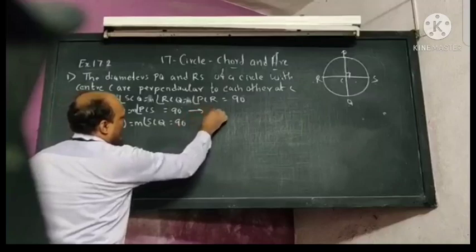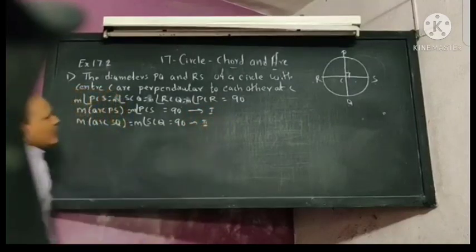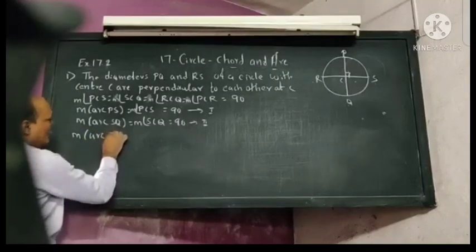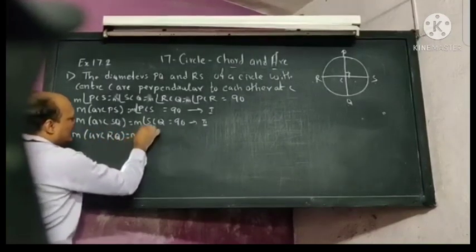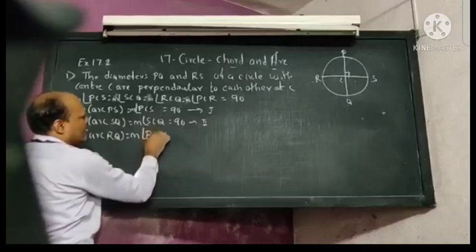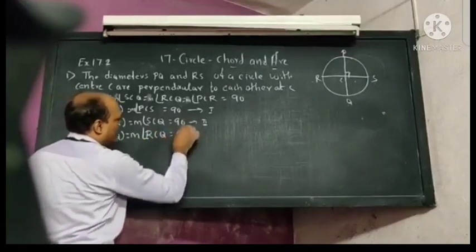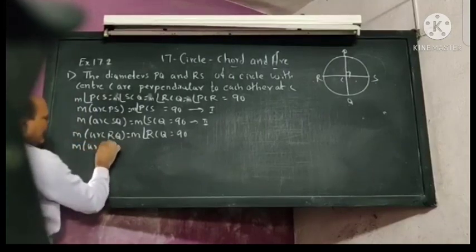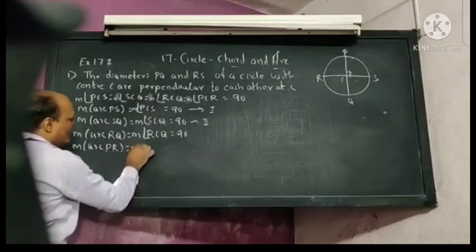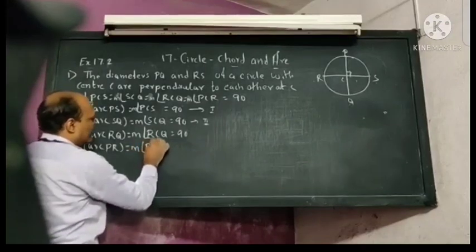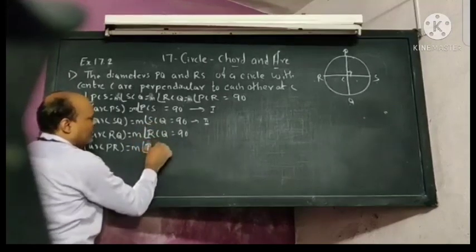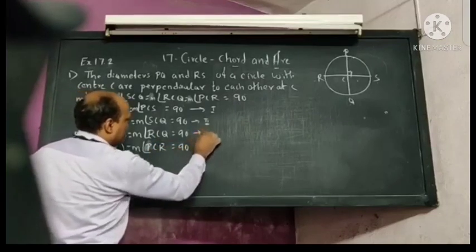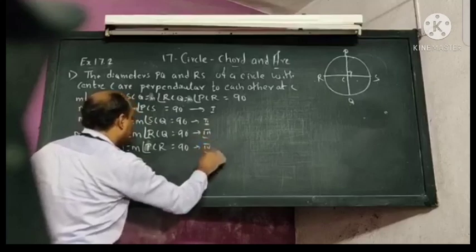We name this as 1. This is your 2. Third one, measure of arc RQ will be equal to measure angle RCQ. That is also 90 degrees. And the last one is measure of arc PR is equal to measure angle PCR is equal to 90 degrees. This is the third one and this is the fourth. We are just giving the numbers.